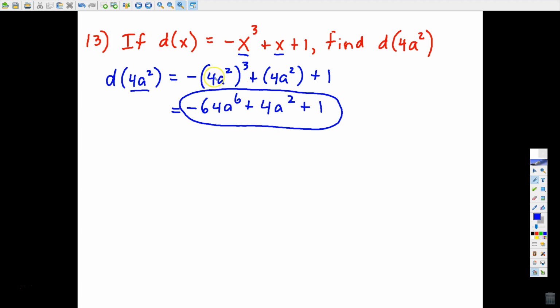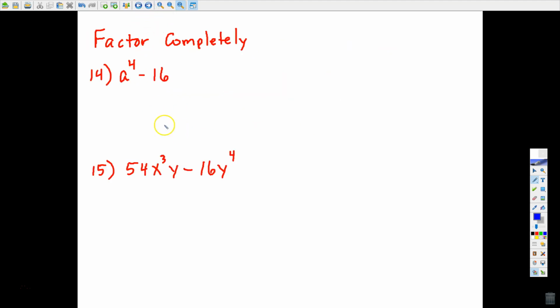I guess the thing to be careful about, the thing that I see a lot of people miss, is remember, this is a product. When you have a product being raised to a power, you raise both of the terms of the product, or however many there are. All of the numbers and variables that are being multiplied together need to be raised to the power. I see a lot of people that would say 4a to the sixth, but you've got to remember you raise 4 and a squared to the power of 3. All right, so that's your answer for number 13.